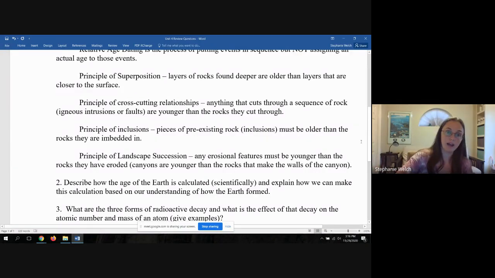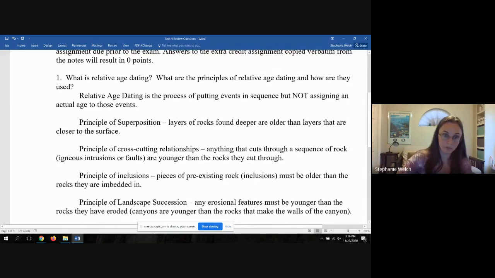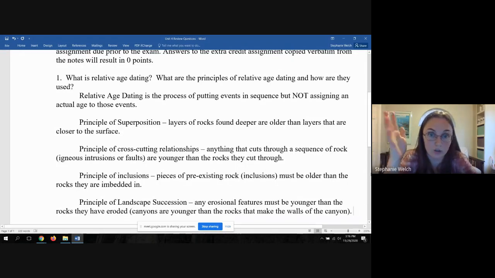Okay, so that is just some of the principles of relative age dating and the ones that are most useful when you're actually using these principles to determine the relative age of something. Like I said, there are other principles, but in the interest of time, these are just going to be the main ones, these 4 that we covered.